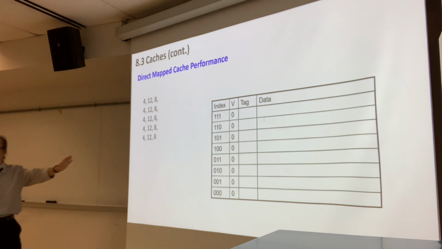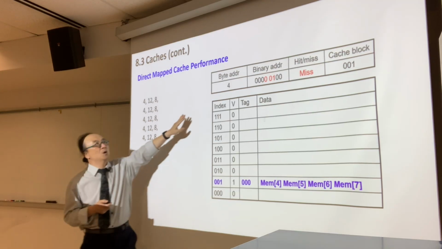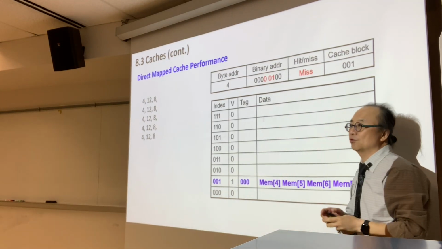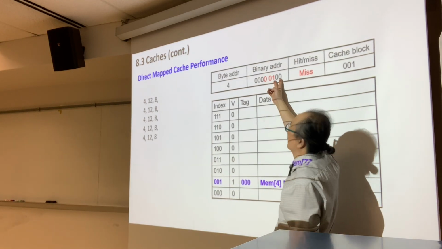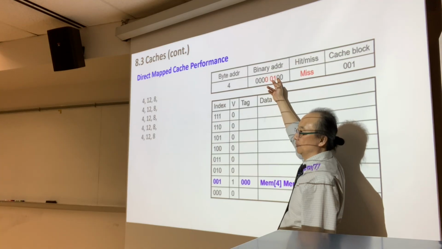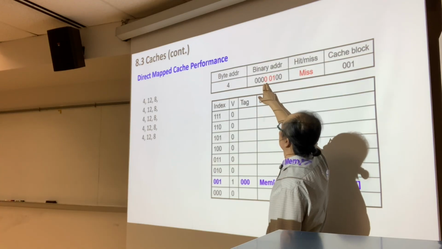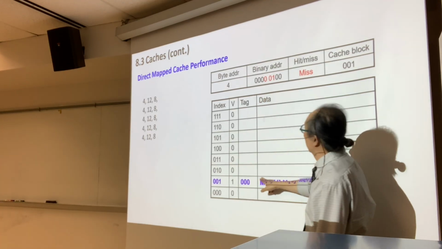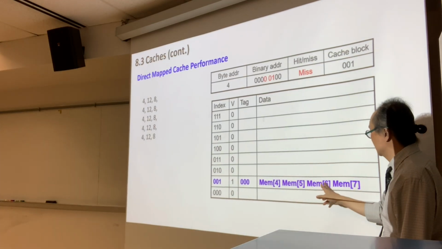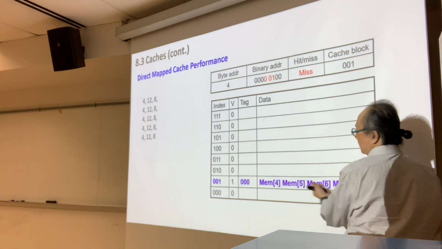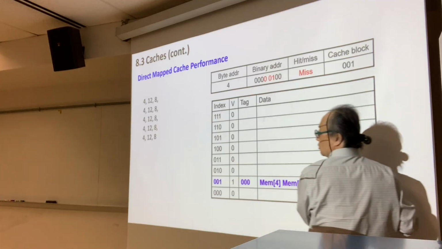So this is what we did last time. We're going to go through 4, 12, 8. For 4, if we say the memory address is 8-bit, and this is one word block, then the lower 2 bits should be offset, and the next 3 bits are for index. Therefore, it's going to be 0, 0, 1, and then memory location 4, memory 5, memory 6, memory address 7. Bring the buddies, because we need to bring from main memory to cache as a whole block.